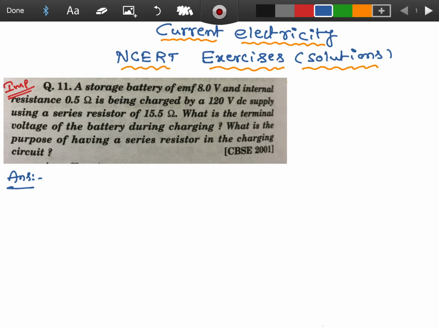Hi students, in this video we are going to discuss current electricity NCERT exercise question number 11. Let us start the video.